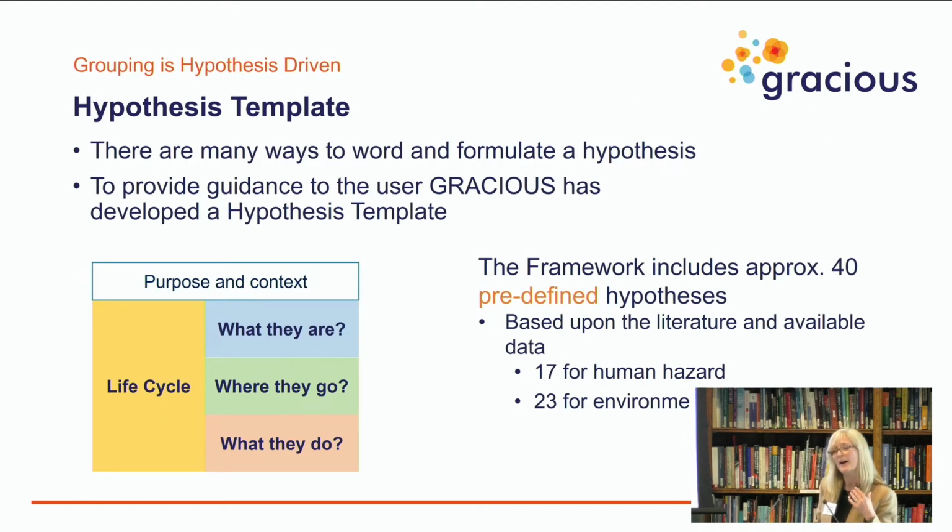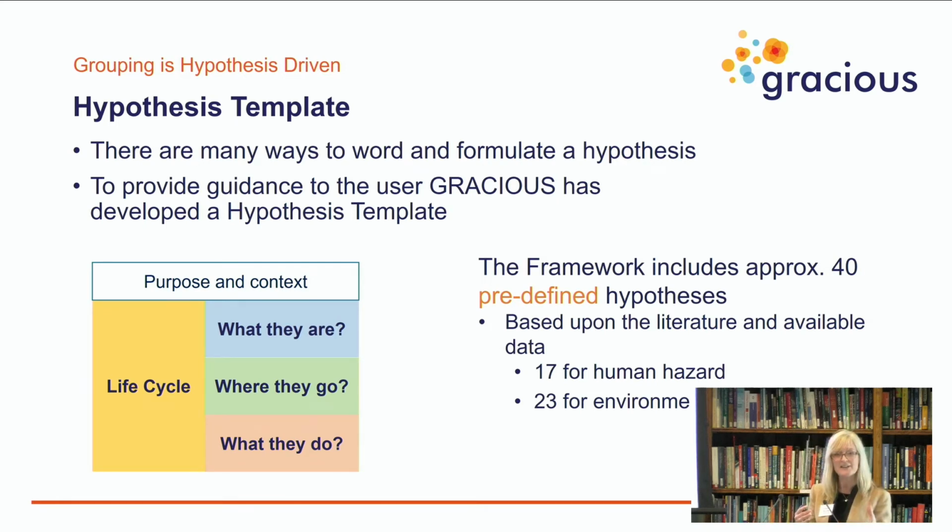So as I said, this framework allows you to generate a grouping hypothesis, but there are lots of different ways you can word a hypothesis. And actually, when people have tried to submit dossiers on grouping to ECHA, they always get knocked back because they're not sufficiently robust. So we came up with a template that allows people to generate a hypothesis that contains all of the information that's required.